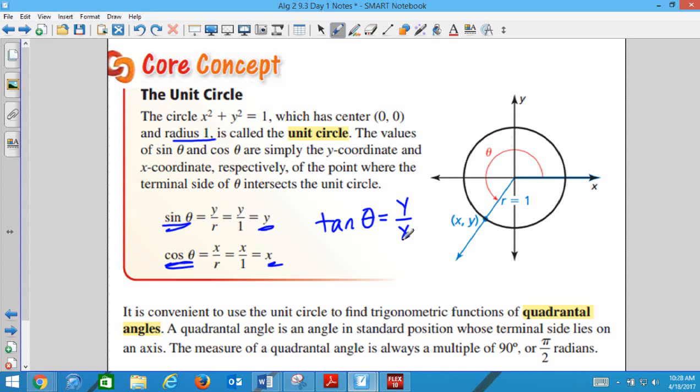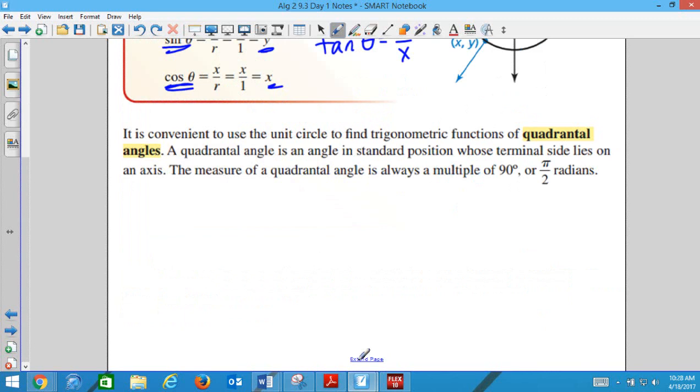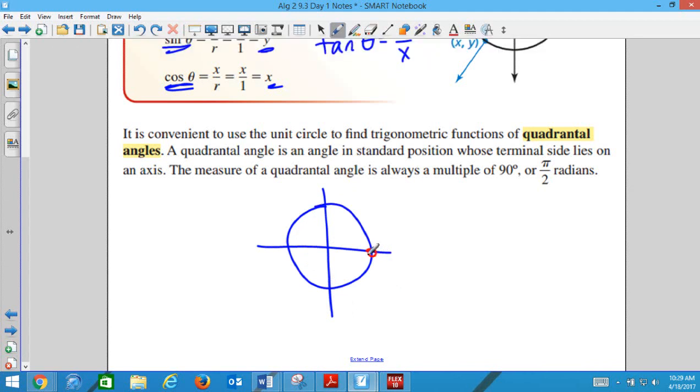It is very convenient to use the unit circle when we are trying to find values of sine, cosine, and tangent of things that are called quadrantal angles. So we have our unit circle. Each point where we are not inside the quadrant, but on the actual x or y axis, those are called quadrantal angles.